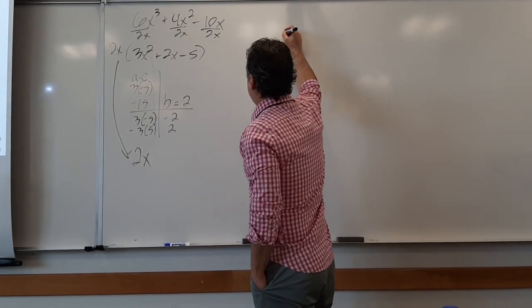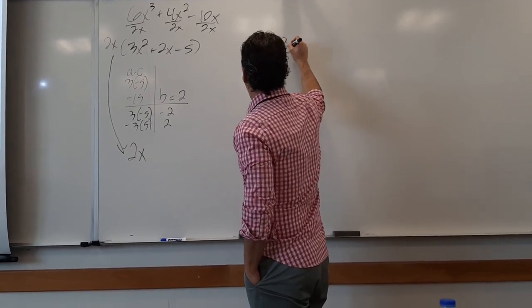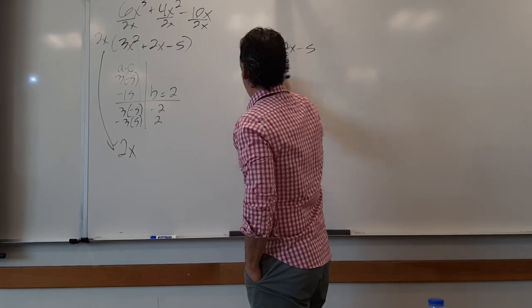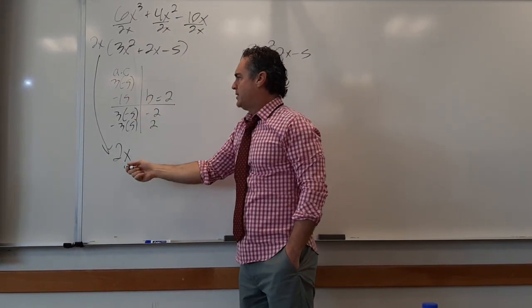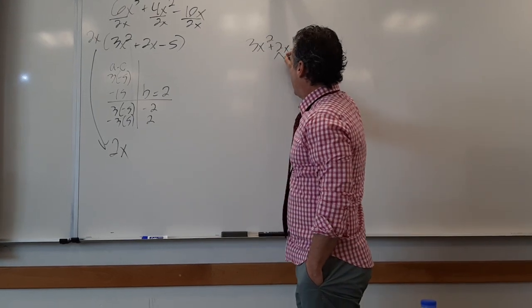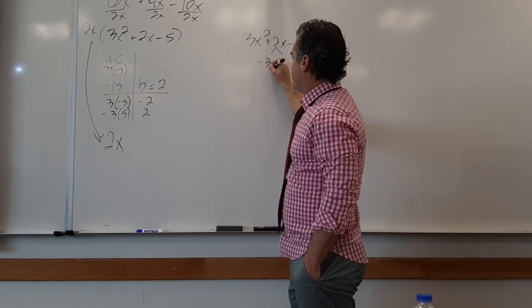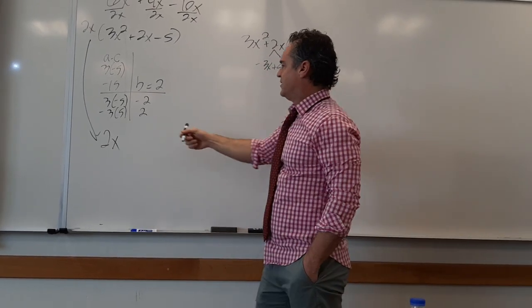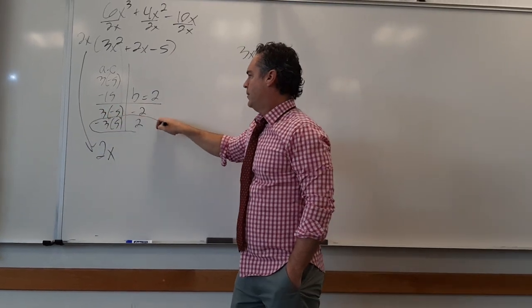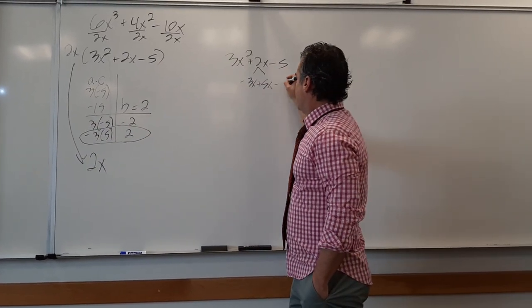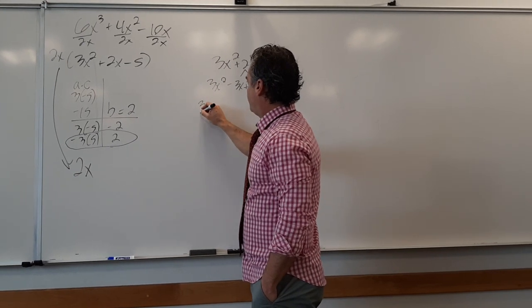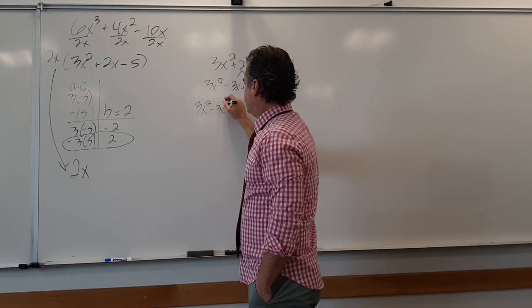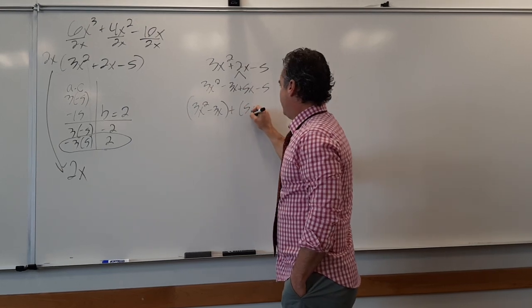So now, look up here, I have 3x squared plus 2x minus 5. Because I'm not worried about the original one, I'm worried about this one. I've already taken the 2x out. Now I'm going to break that 2x up into negative 3x and positive 5x because that was my magic pair right here, okay? And then the negative 5 comes down and the 3x squared comes down. I end up with 3x squared minus 3x in parentheses plus 5x minus 5.